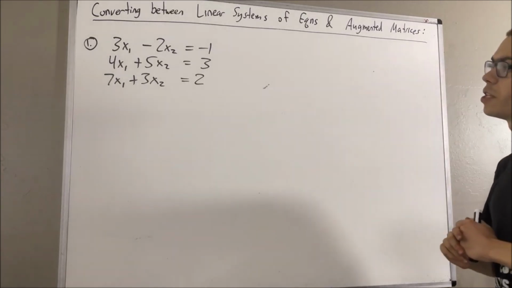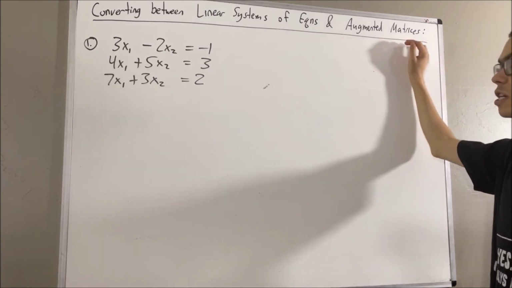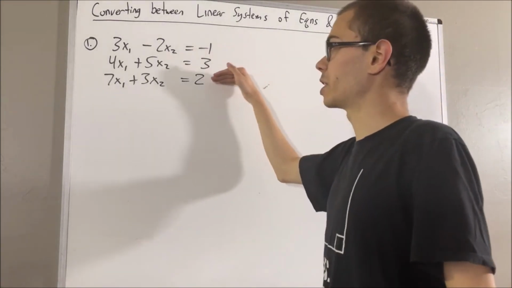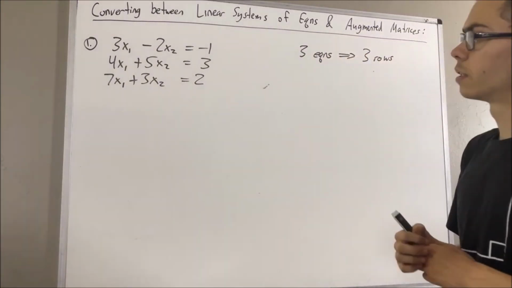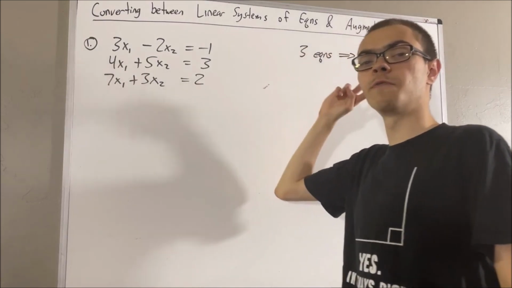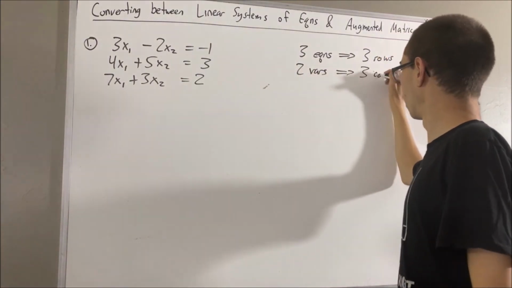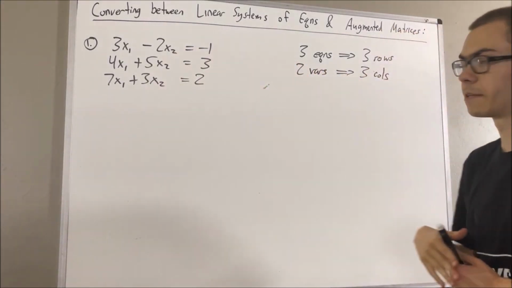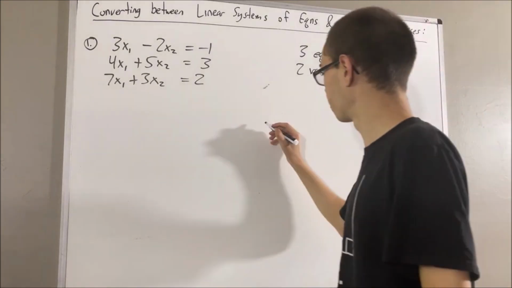Okay, now in doing so, let's first figure out the number of rows and columns our augmented matrix is going to have. Well, because we have three equations, this tells us we're going to have three rows. In this case, we have two variables, x1 and x2. And because we have two variables, this means we're going to have three columns. Right? The extra column is reserved for the numbers we have on the right-hand side. So we're going to construct a matrix with three rows and three columns.